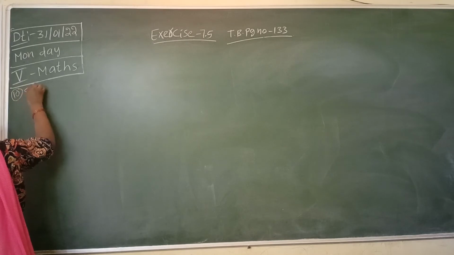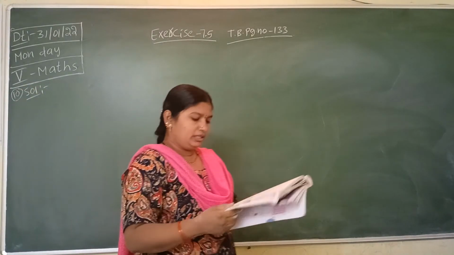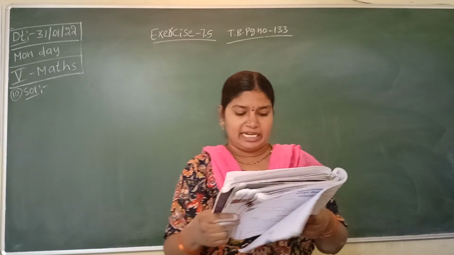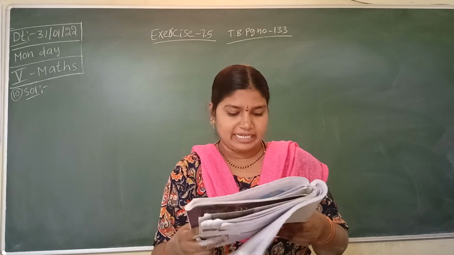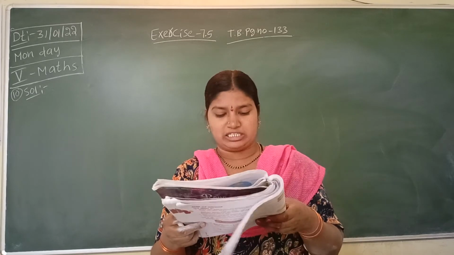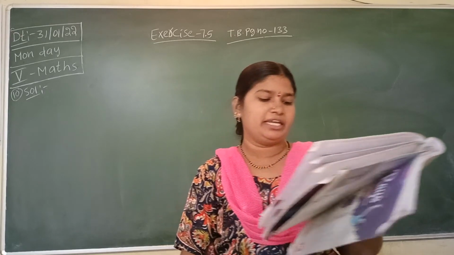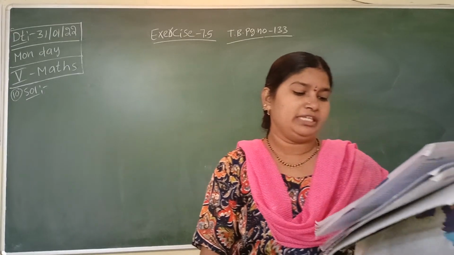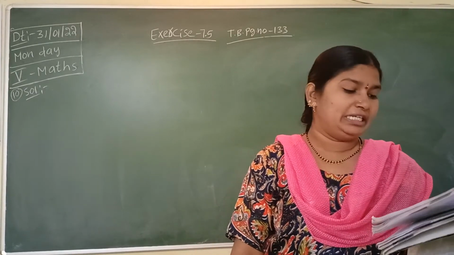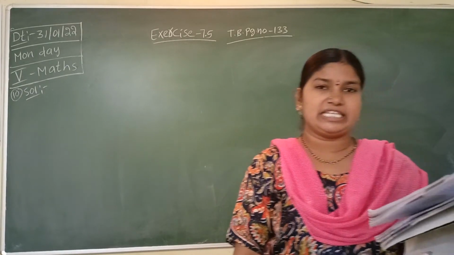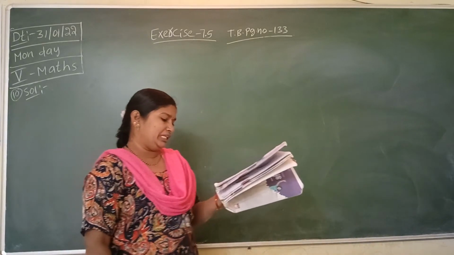I am reading the 10th question. Listen once, everyone. A rectangular lawn 80 meters long and 50 meters wide has a gravel path 4 meters wide running all around it. Find the area of the path. Hint: the length and breadth increase by 4 meters plus 4 meters.